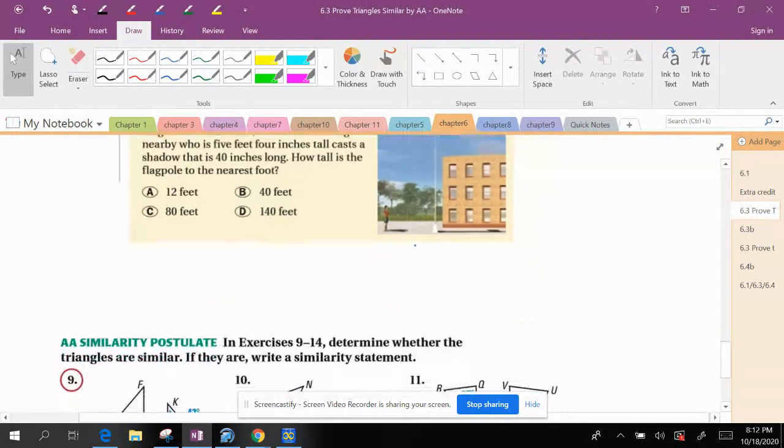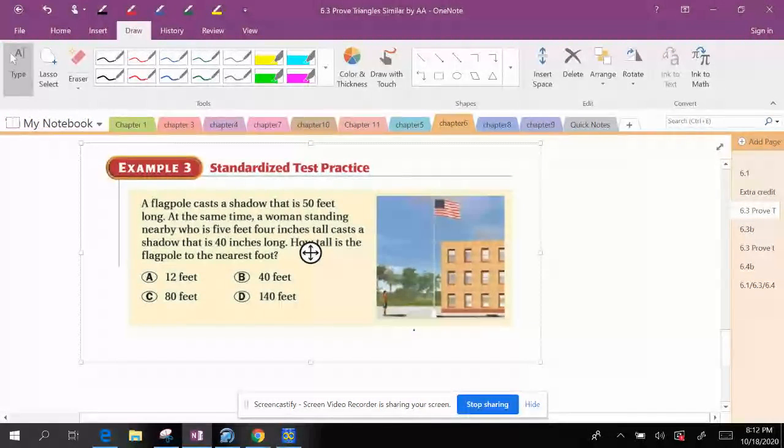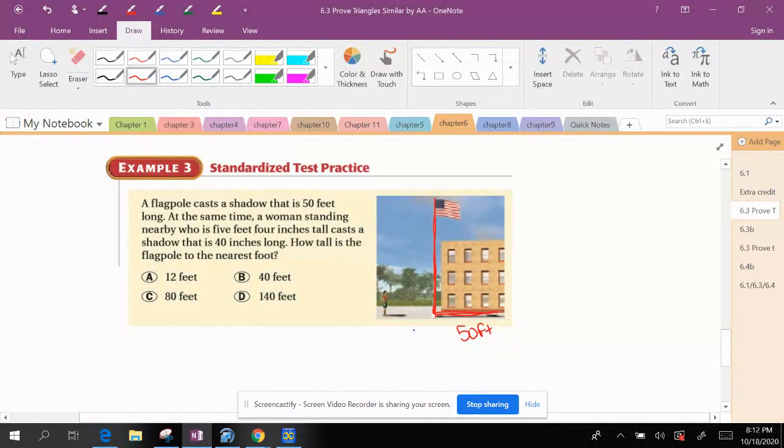Here is a little standardized test problem. Multiple choice. A flagpole casts a shadow that is 50 feet long. So here's your flagpole. Here's the shadow, and the shadow is 50 feet long. At the same time, a woman standing nearby who is 5 feet 4 inches casts a shadow that's 40 inches long. How tall is the flagpole? So this is what we want to know. How would you set up your proportion?